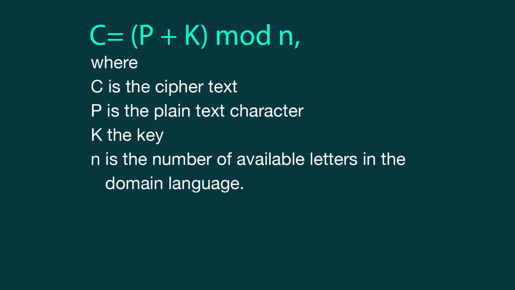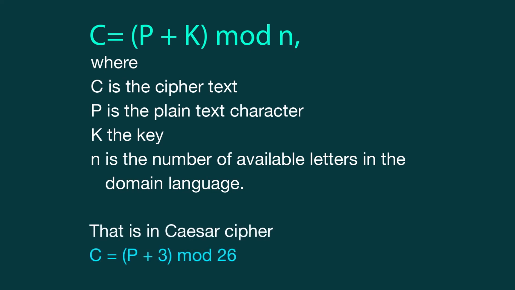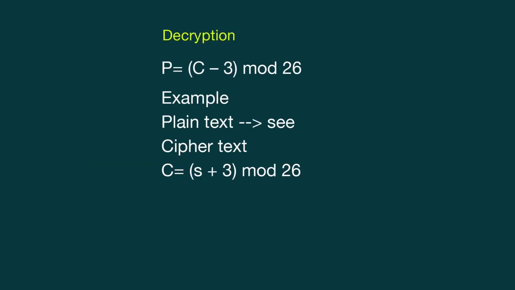The mathematical notation of this algorithm is shown below. Encryption: C equal to P plus K mod N, where as always C is the ciphertext, P is the plain text character, and K is the key, and N is the number of available letters in the domain language. In English, it is 26. Caesar often used 3 as his key. That is, in Caesar cipher, C equal to P plus 3 mod 26. Decryption will be P equal to C minus 3 mod 26.